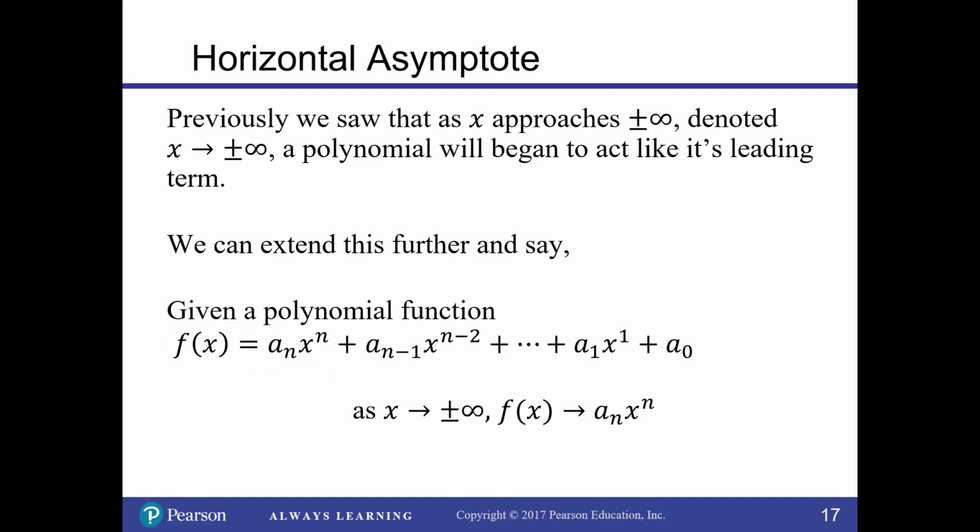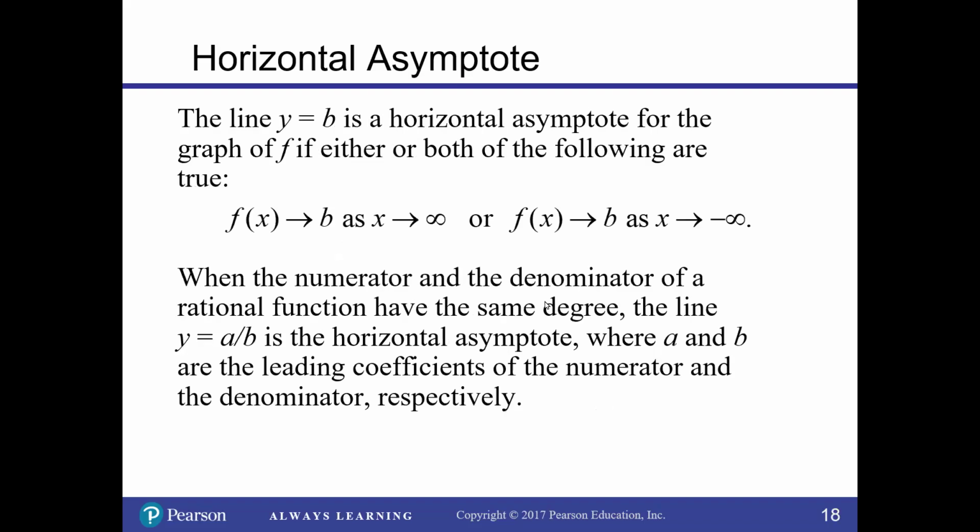So horizontal asymptotes are kind of like vertical asymptotes. They're lines that you approach. You can cross them in the case of horizontal, but eventually there's a point that you can't cross any longer. The line y equals b is a horizontal asymptote for the graph of f if either or both of the following are true: f(x) approaches b as x goes to infinity, or it approaches b as x goes to negative infinity. So sometimes horizontal asymptotes are only one-sided.